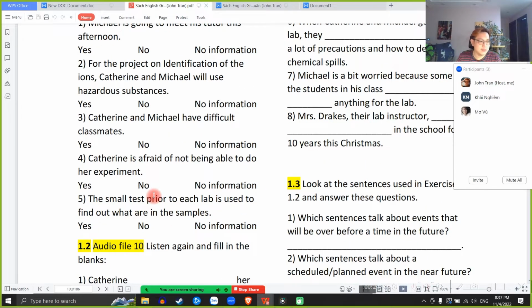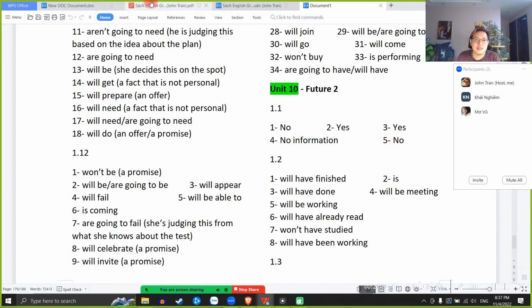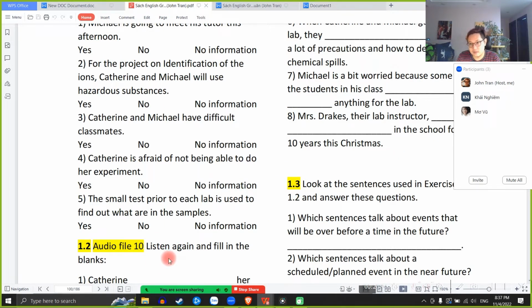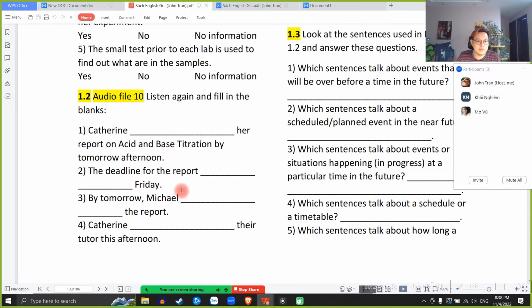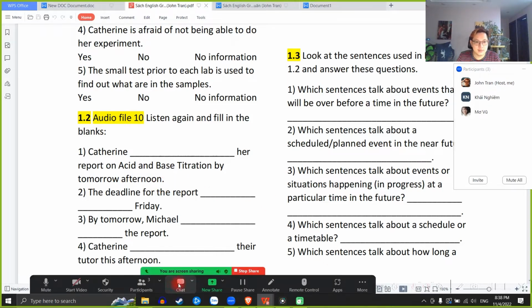Number five, the small test prior to each lab is used to find out what's in a sample. What is that small test for? It's a no, because that test is to find out who has studied or not, not to find out what's in the sample. The test to find out what is in a sample is in the lab, not before each lab, okay? The small test before each lab is used to find out who has studied for the lab and who has not.